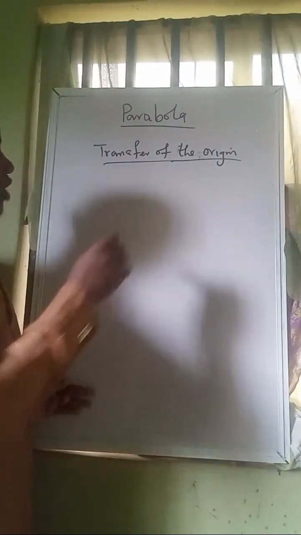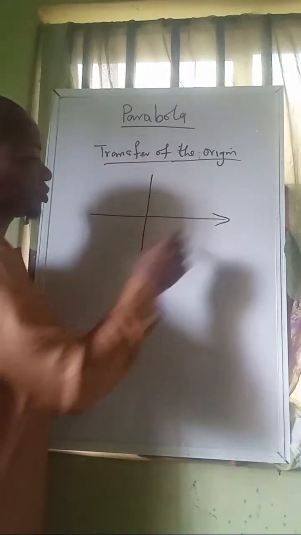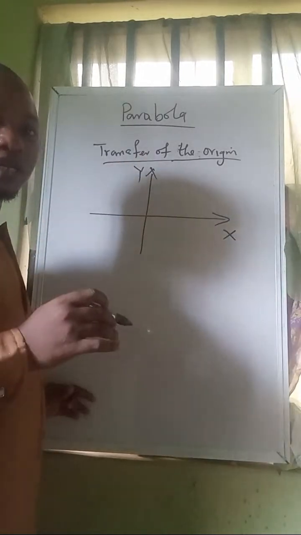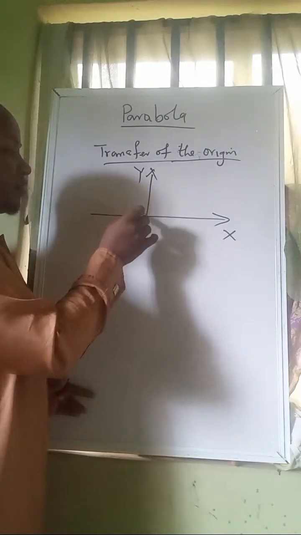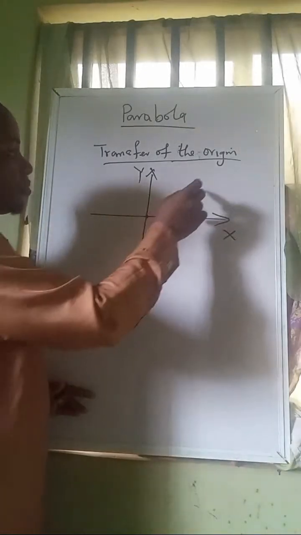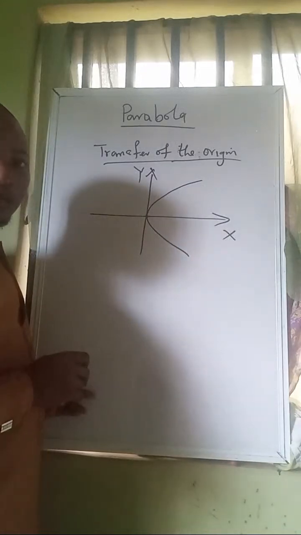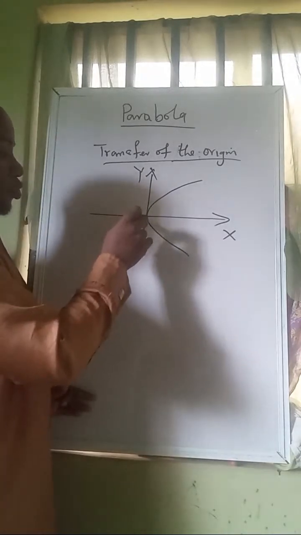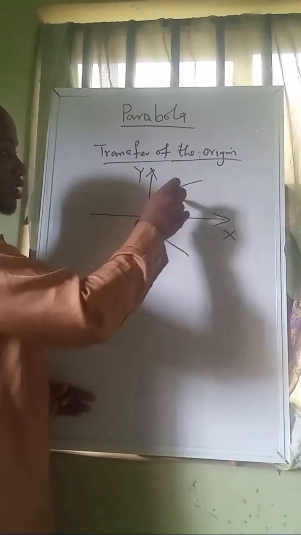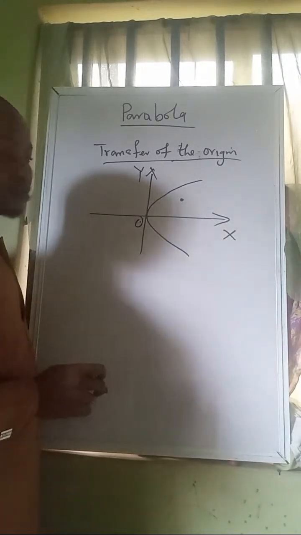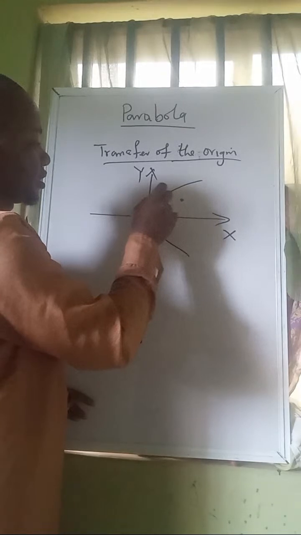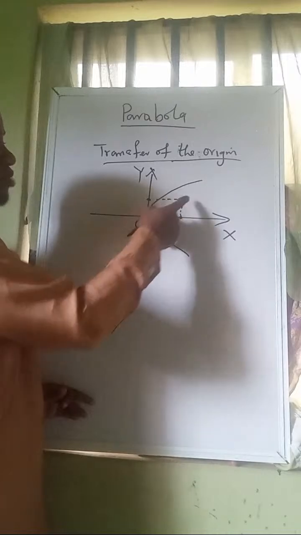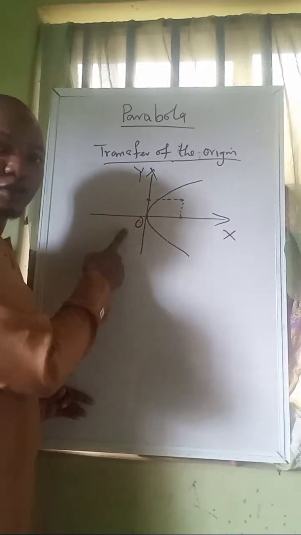Suppose you have this diagram. You will recall that the parabola we have talked about before has this vertex here. That is the parabola of this form. This is the vertex, this is the origin O. Suppose we want to move this origin away from here, to the side. It means we are shifting this origin to this side, meaning there will be a coordinate different from 0, 0.